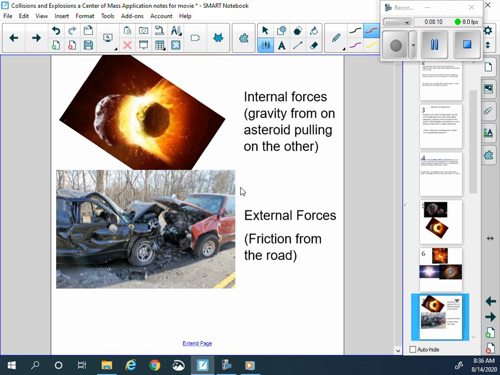So our big thing here when we try to use centers of mass is what kind of forces are acting on the objects in the system. If they're only internal forces, we can use centers of mass to find where an object is going to be or where they're going to meet up. But if we are dealing with external forces acting on the system, we can't use this at all. All right, so that's going to be a key thing on that.